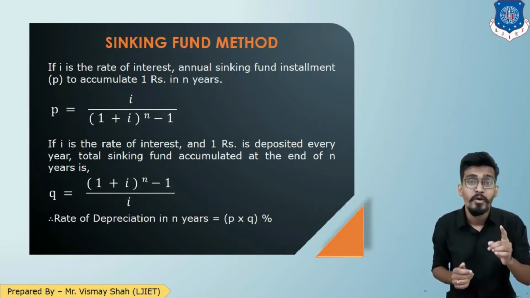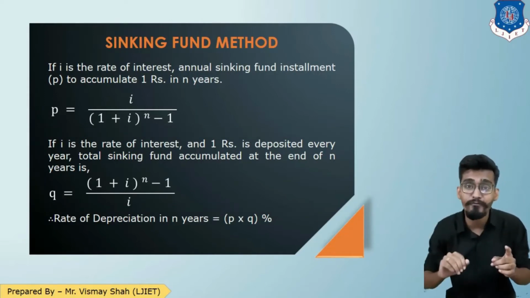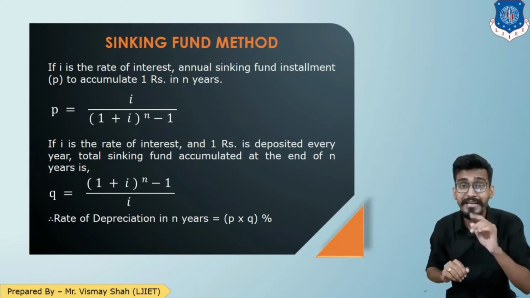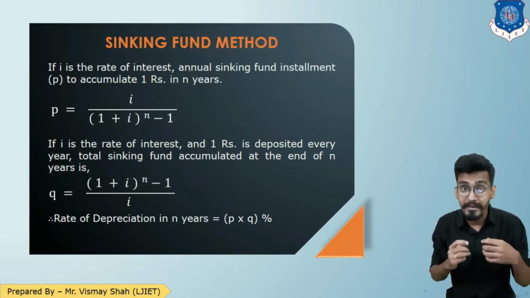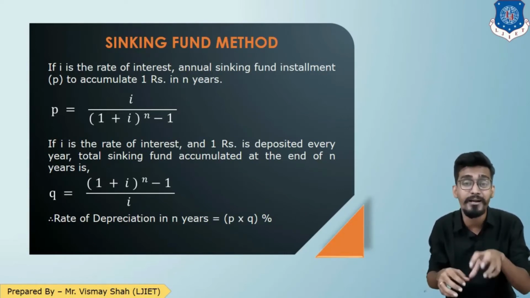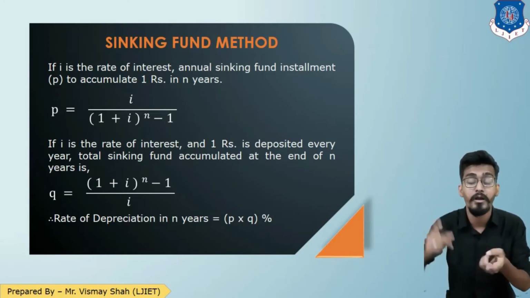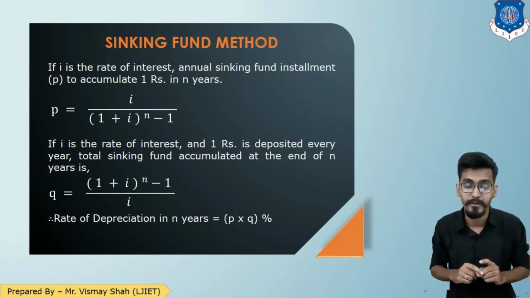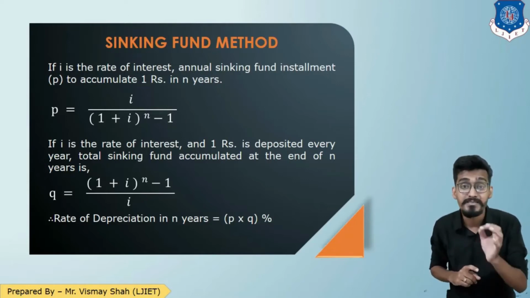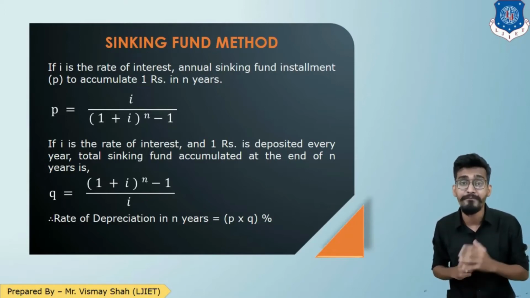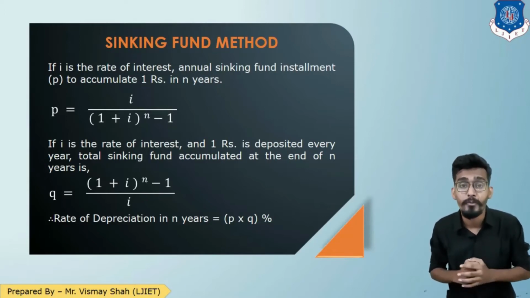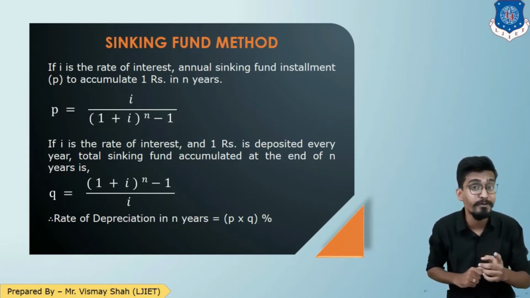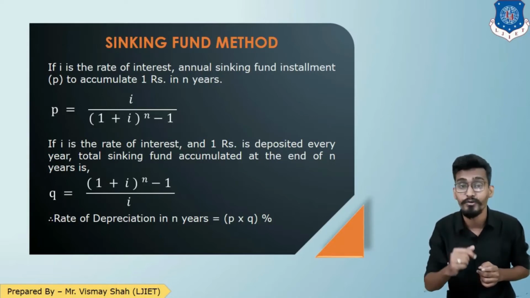So, when you want to get something at the end of n years, that is P formula. And if you are investing a certain amount at the end of every year and you want to get the total amount, you apply Q formula. So you need this presence of mind while doing the numericals of sinking fund, about where to apply this P formula and where to apply this Q formula.